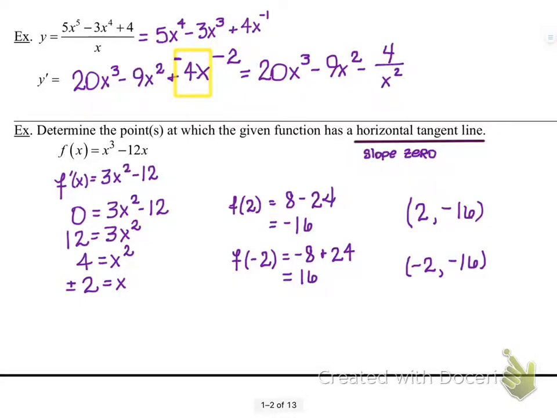There we go. Okay, so I'm seeing here that we have a horizontal tangent line at (2, negative 16) and (negative 2, positive 16).